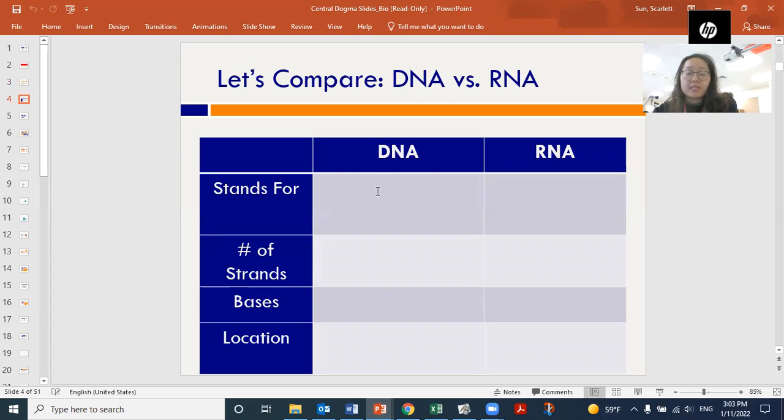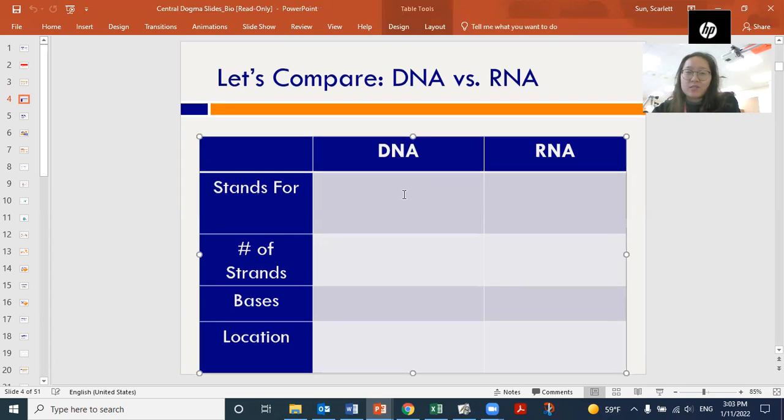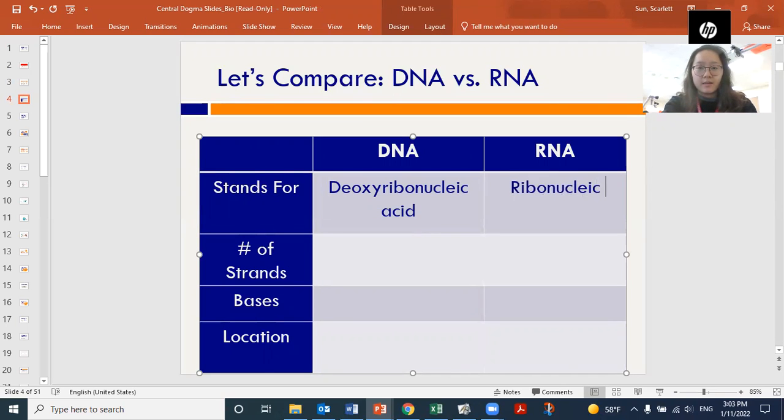So let's first compare DNA versus RNA, just to refresh our memories. DNA and RNA actually stand for longer words. DNA itself is a really long word, and RNA is quite a long word as well. DNA stands for deoxyribonucleic acid, and then RNA stands for ribonucleic acid.